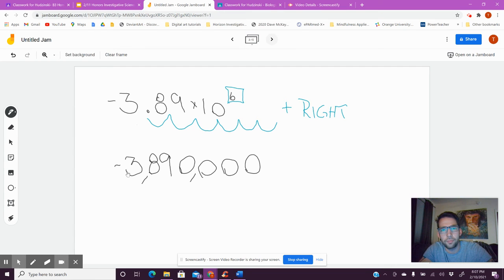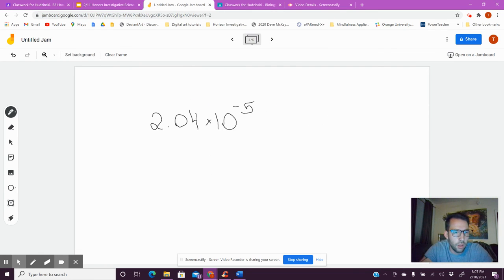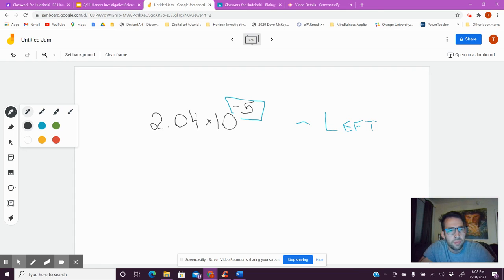Going to the next one. My exponent, negative 5. A little bit different here. So since it is negative, I'm going to move it to the left. So my exponent is 5. I'm moving it to the left. So I move my decimal 1, 2, 3, 4, 5 times.